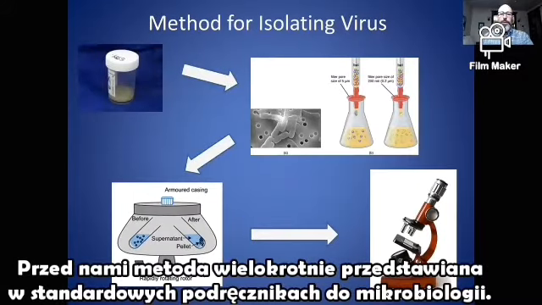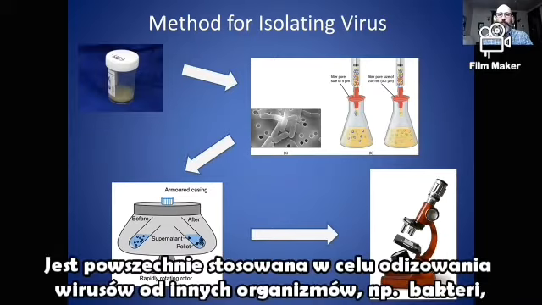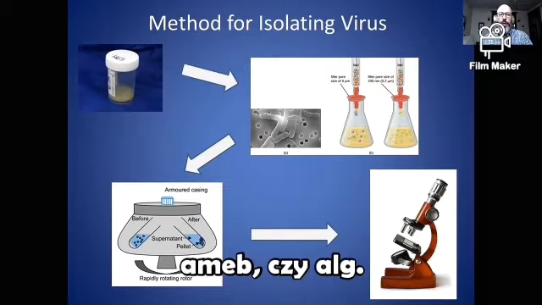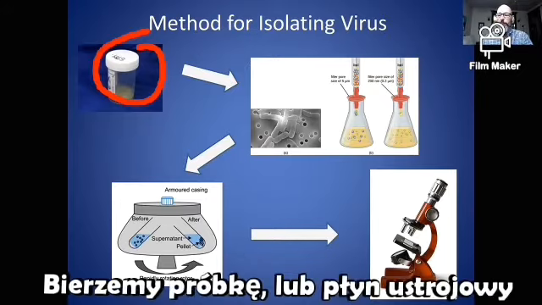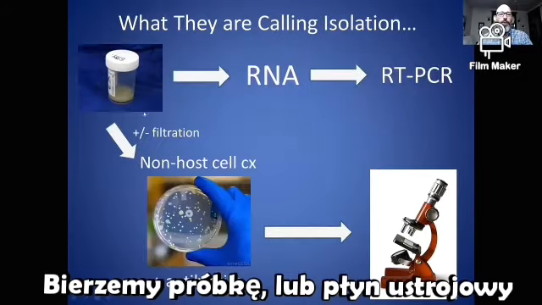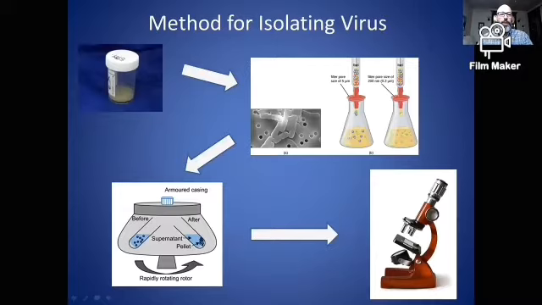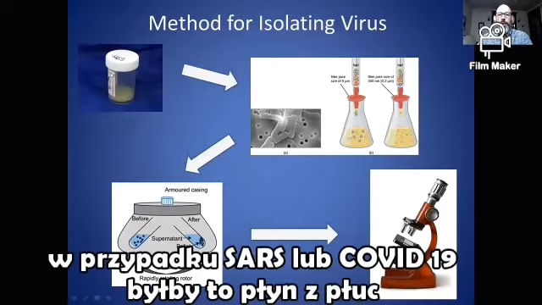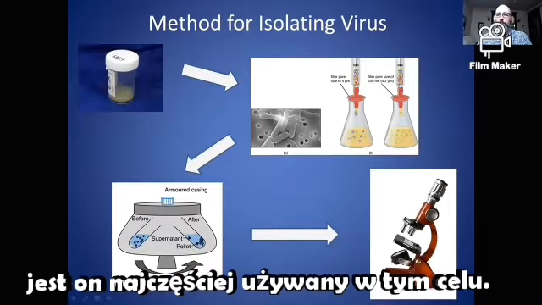So here is a method that's been documented by many. It's in standard microbiology textbooks or lab textbooks, and it has been used extensively to isolate viruses from lower organisms such as bacteria, amoeba, and algae. And what you do here is you take the sample or the body fluid, which is in the upper left corner here. This is the body fluid. So in the case of SARS and of COVID-19, lung fluid is the most common thing that is used for this purpose.